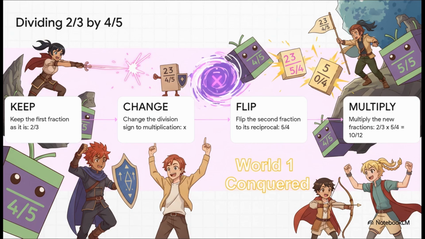And look at that! Now it's just a multiplication problem, which we already know how to do. 2 times 5 is 10. 3 times 4 is 12. The answer is 10/12. And just like that, World 1 is conquered.